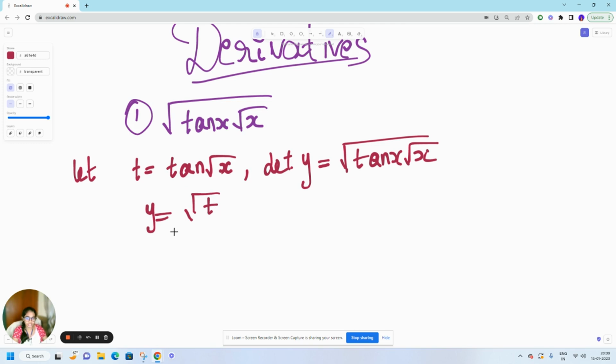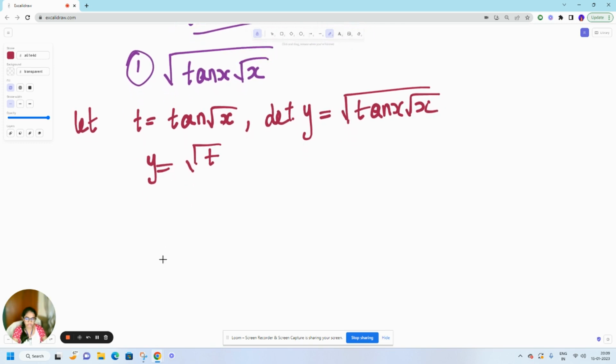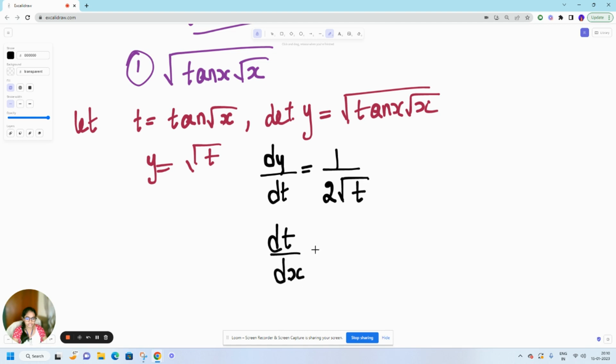Now what was the next step in the chain rule? Find the derivative of y with respect to t, right? That would be dy by dt is equal to 1 divided by 2 root t. Next, find the derivative of the t term, that is dt by dx. This is equal to d by dx of tan root x.